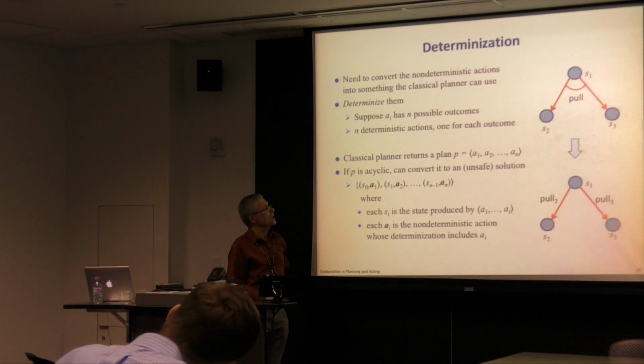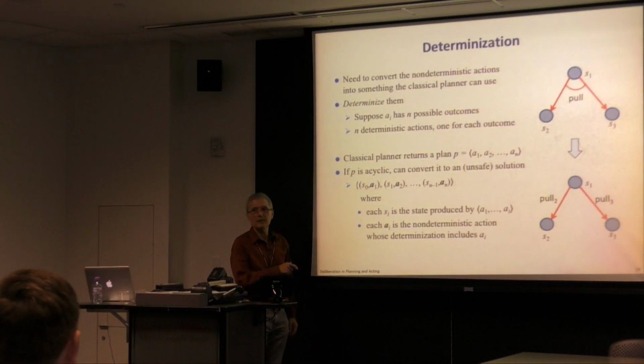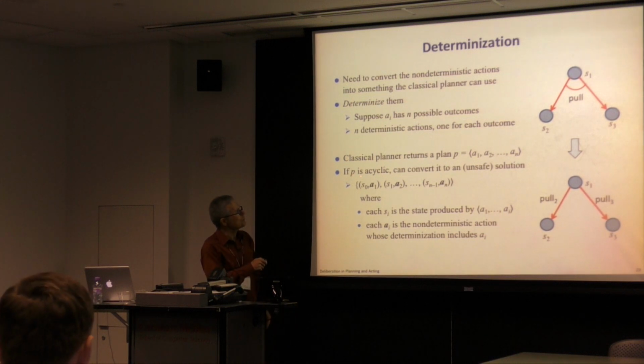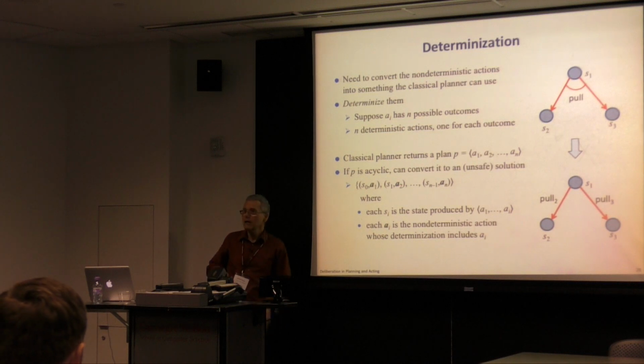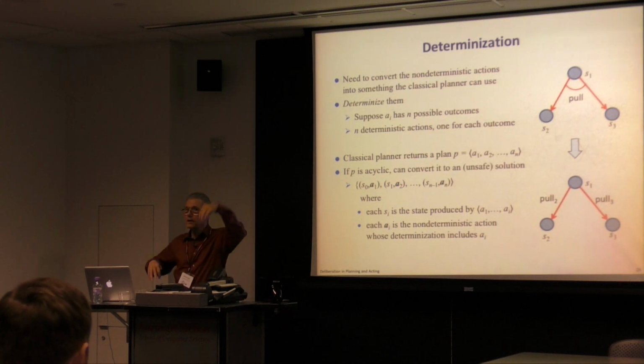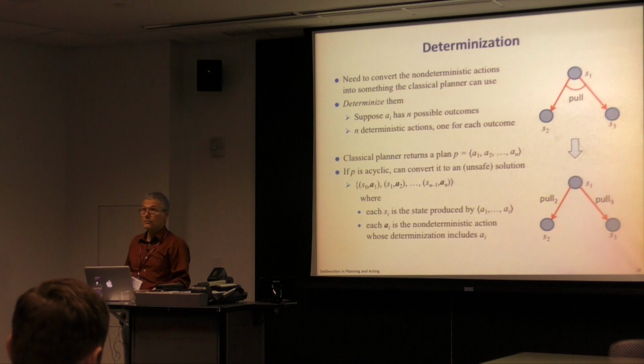So the classical planner isn't going to return a policy, it's going to return a linear plan. If that plan is acyclic, then we can convert it to a policy. That policy is going to be an unsafe solution because it's only going to work on one of the possible traces. All right?